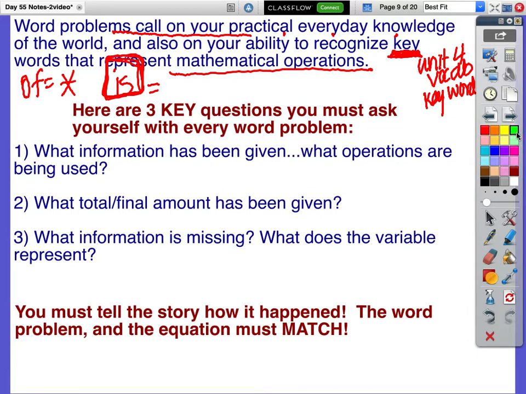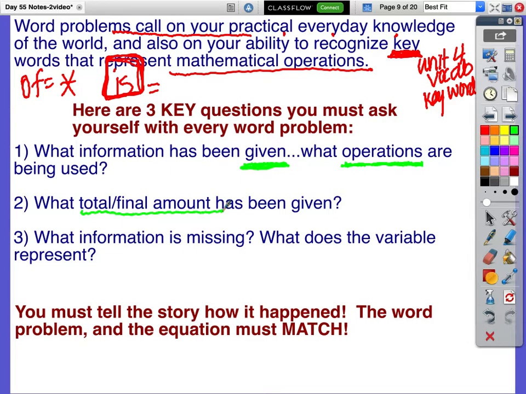So there are three quick key questions you must ask yourself with every word problem. Number 1, what information has been given already, and what operations are being used? The second important question is, is there a total or a final amount that has been given? Sometimes there is, sometimes there isn't. It's different with every problem. If you can find a total or a final amount, that's an important clue on how to write this as an equation.